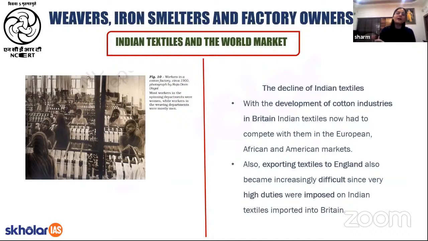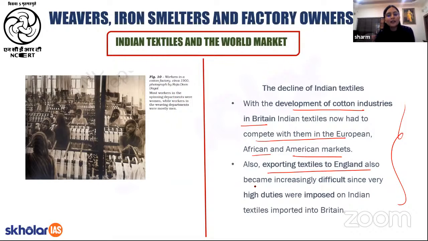Now, what were the reasons? We have already talked about them, but now we are going to talk about them in definite pointers. So students, as I've already told you, with the development of cotton industries in Britain, Indian textiles now had to compete with them in the European, African, and American markets. This was one reason. The second reason was that exporting textiles to England became increasingly difficult because of the high duties that were imposed on Indian textiles by Britain.